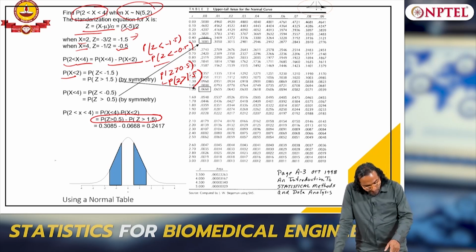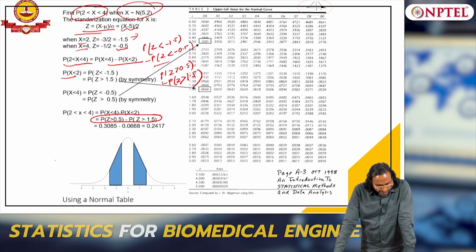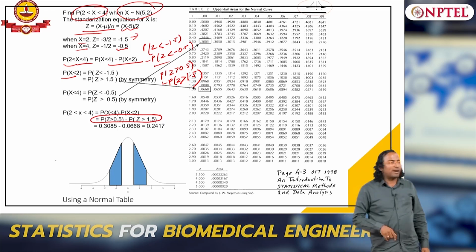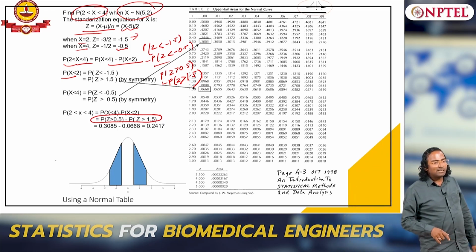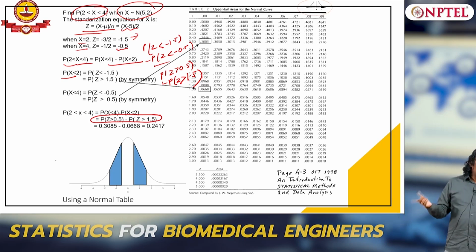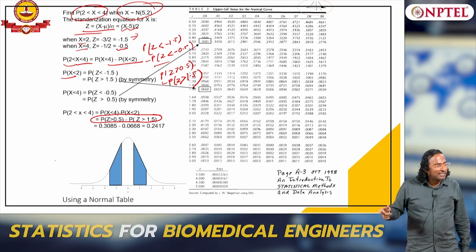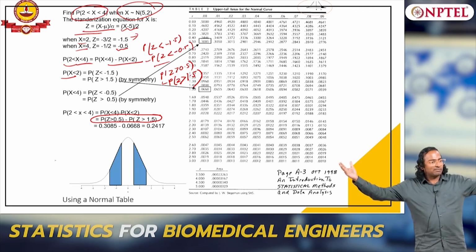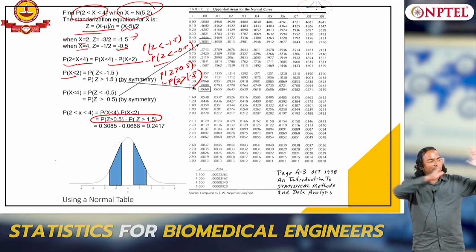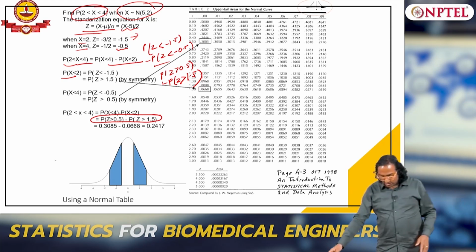Typically I have z less than minus 1.5 and z less than minus 0.5, but z less than minus 1.5 is z greater than 1.5, and z less than minus 0.5 is z greater than 0.5. Symmetry, that is the idea I have used, right.